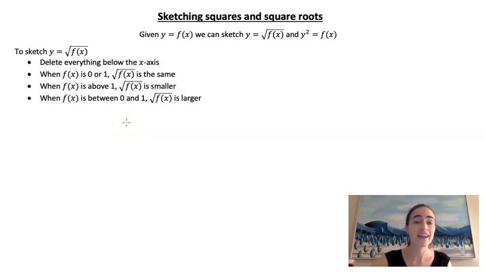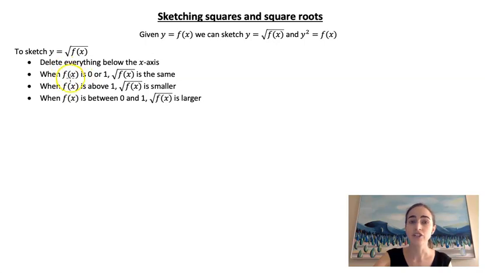First off, we're going to delete everything below the x-axis. The reason we're going to do that is if our function is y equals the square root of x, it is talking about the positive square root. So we can't end up with any negative y values because it hasn't got that plus minus in front. It's only talking about the positive values. So everything in our new graph is going to be above the x-axis.